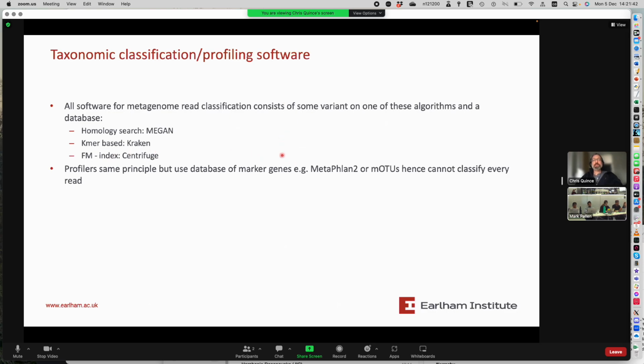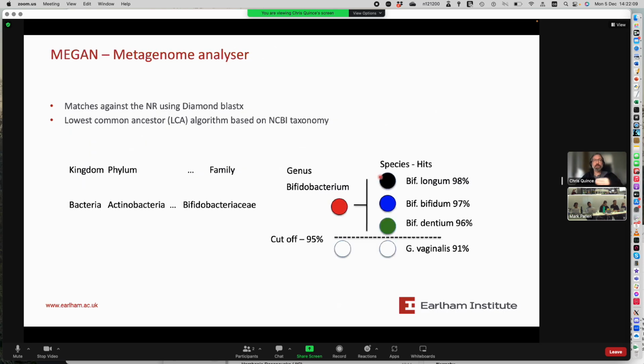So all these methods try to classify every read. The marker gene-based methods like MetaPhlAn or mOTUs, one thing to bear in mind is that they will give you the profile of organisms in the community. But because they're using a subset of the genes, they won't classify every read. They're only going to classify a fraction of the reads.